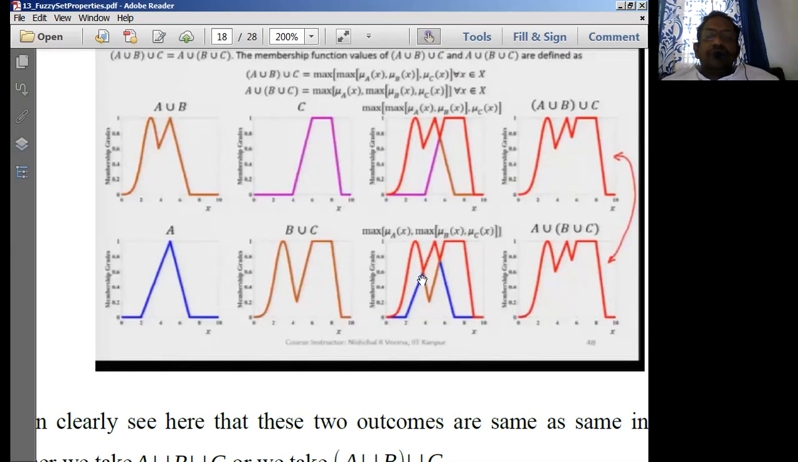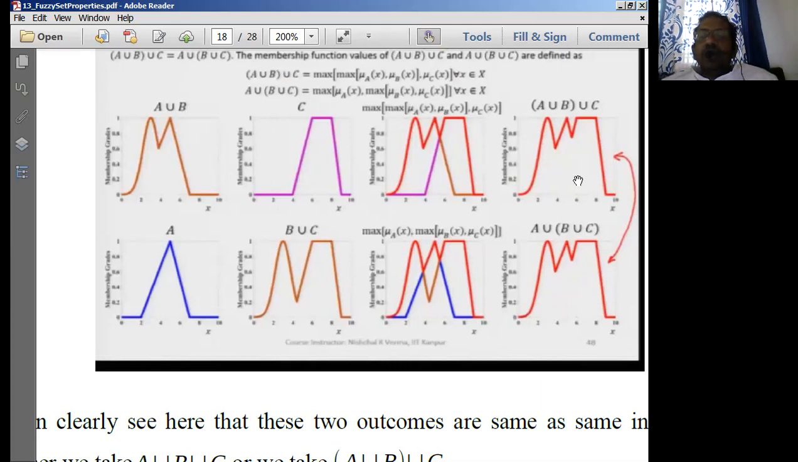So therefore, the part of A will be coming over here. Up to here, A is increasing. Then later on, what is happening? This A is decreasing, whereas this B union C is increasing. So this part will simply take over as the value. Thereby we'll be getting this particular graph.